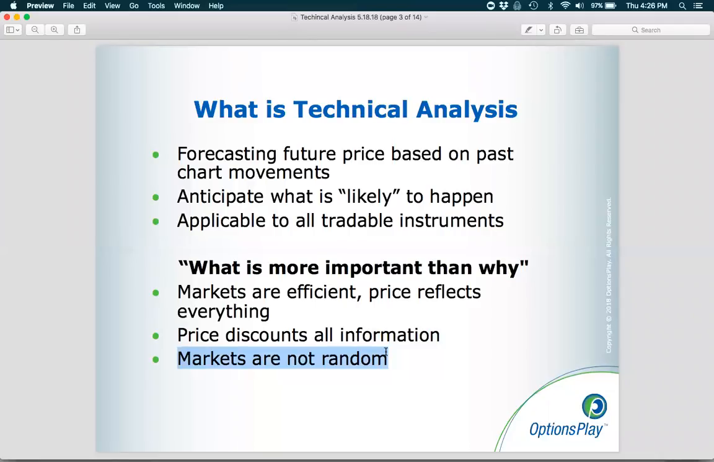Now, there are many, many different ways. I would say there are probably an infinite number of ways of applying technical analysis to forecasting the future. However, today what we're going to cover is 4 of the major areas of technical analysis and show you what people use.